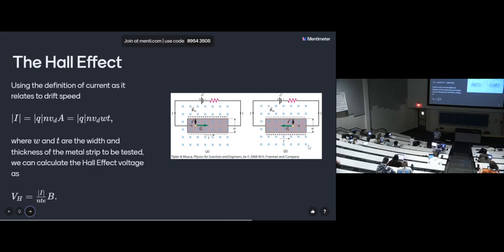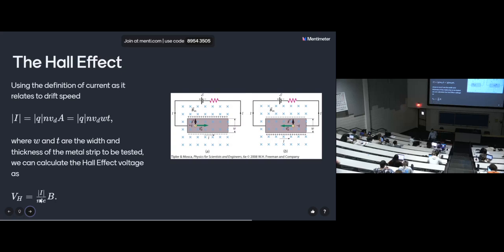Using the definition of current as it relates to drift speed, then we get all of this right here is just derivation for the Hall voltage, the Hall potential, if you will, is equal to the current times the number density of charge carriers times the thickness of, the time it takes to travel across your system times the charge carrier times B.